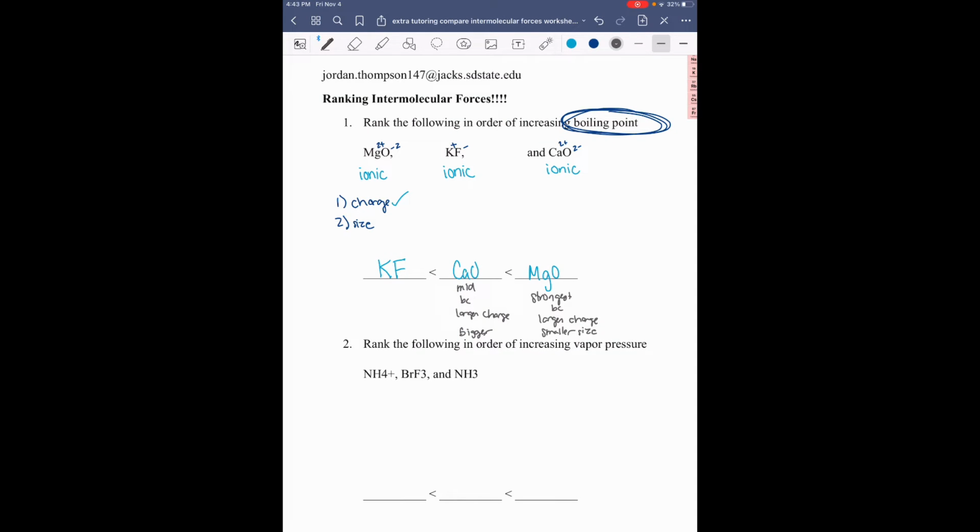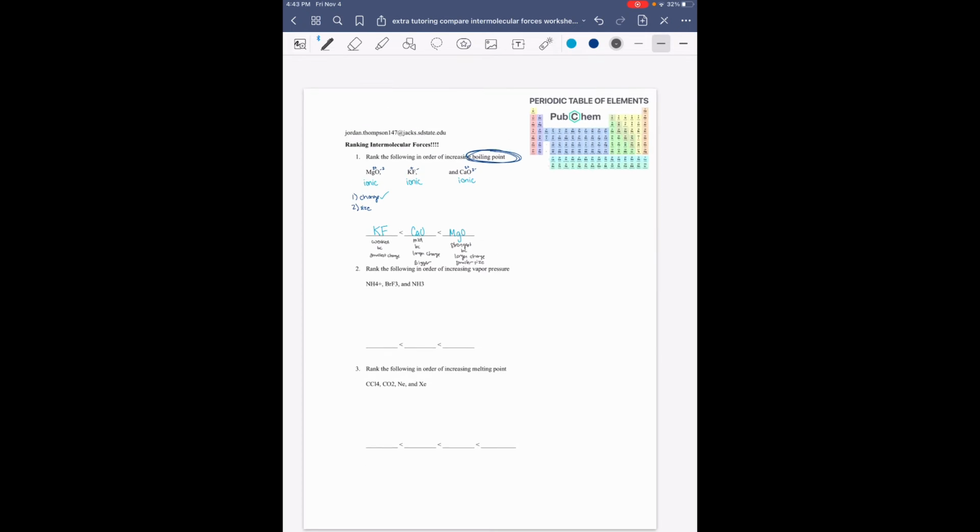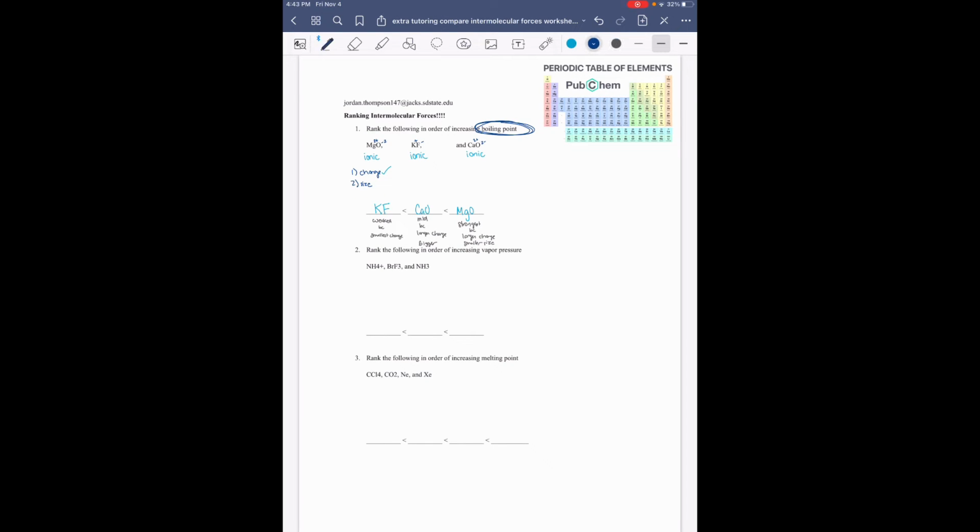And then this is our weakest because it is our smallest charge. So that's one done. This is one where we compared all of them that were ionic. So let's move on to our next one.